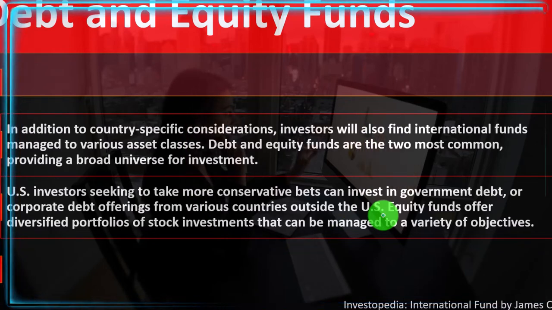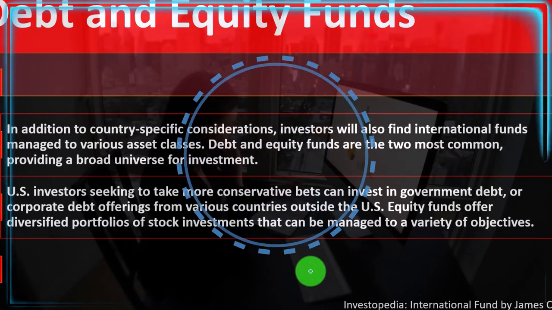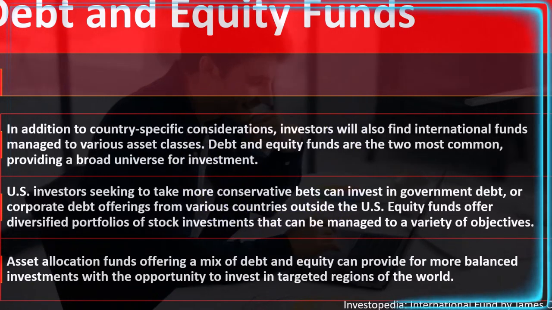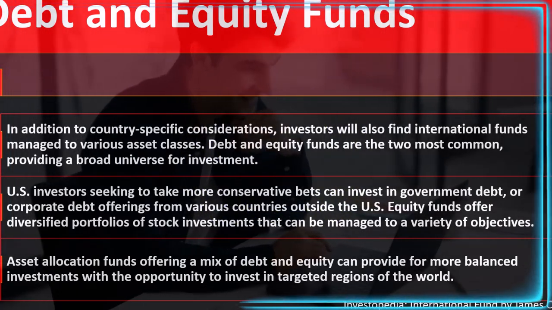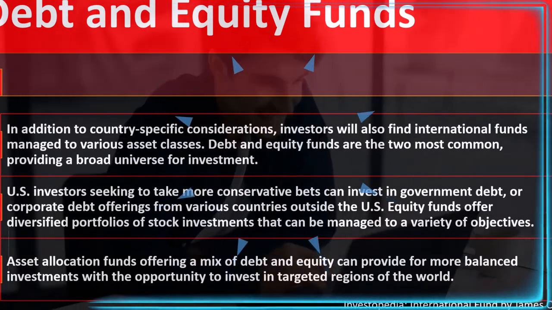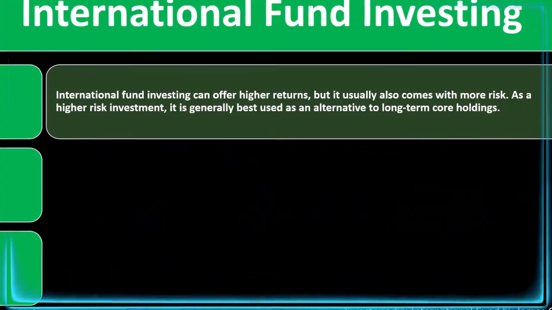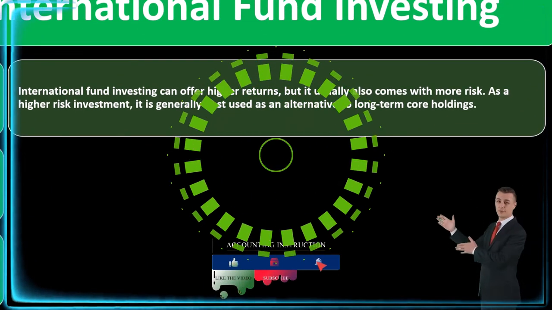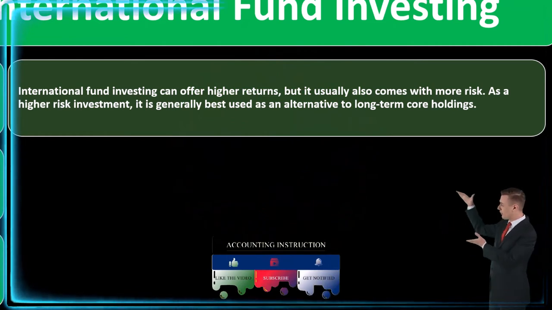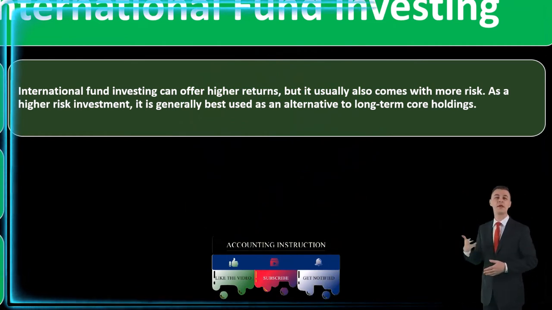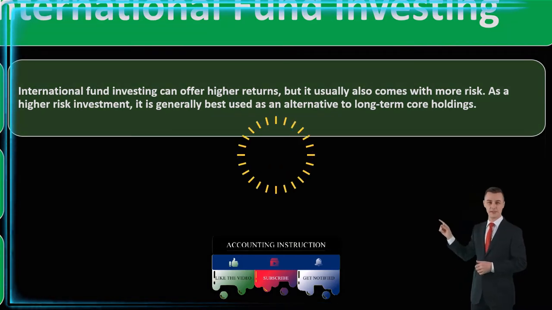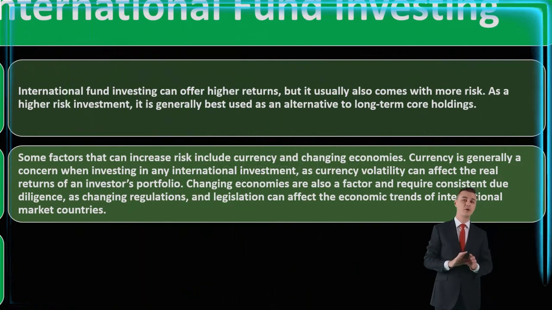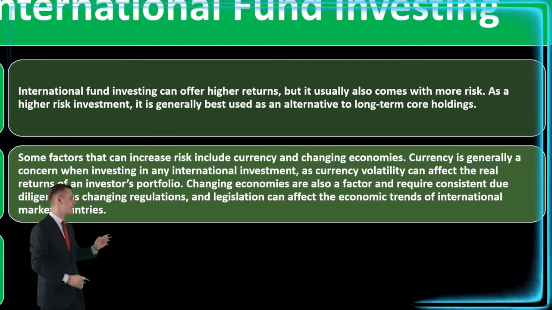So equity funds offer diversified portfolios of stock investments that can be managed to a variety of objectives. Asset allocation funds offering a mix of debt and equity can provide for more balanced investments with the opportunity to invest in targeted regions of the world. International fund investing can offer high returns, but it usually also comes with more risk. As a higher risk investment, it is generally best used as an alternative to long-term core holdings. Some factors that can increase risk include currency and changing economies.